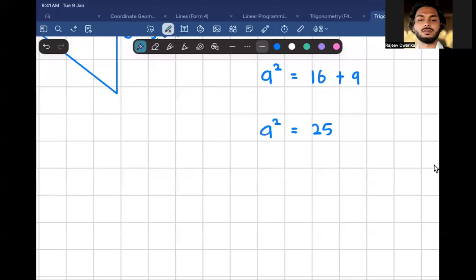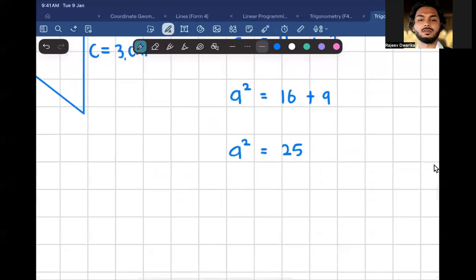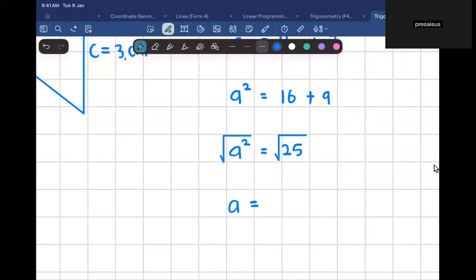The opposite of cube is cube root. So to find A, you'll need to square root both sides, because the square root function and the squaring function are the opposite of each other. So squaring something and then square rooting it will get rid of the squared. Perseus, you can think of it like they're canceling off, right? So in the next line, that'll just be A. And what's the square root of 25? 5. Correct.